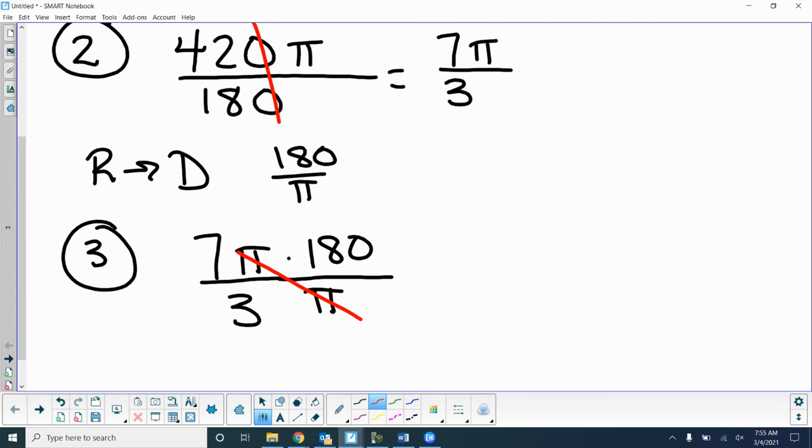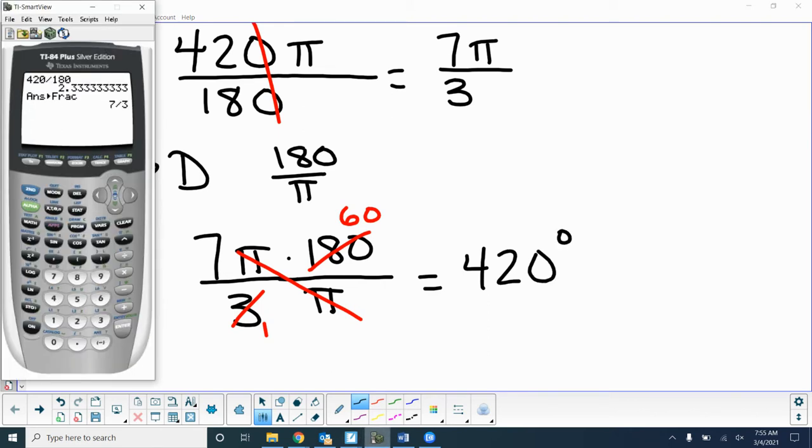Okay, now, me again, I try not to use my calculator as much as possible. So I know 3 goes into 3 once, and 3 goes into 180 60 times. And then I know 7 times 6 is 42, so 7 times 60 would be 420. But if you want to use your calculator, that's fine. Just go 7 times 180, and then divide it by 3. And you get your 420.